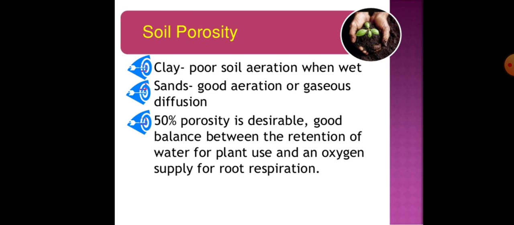Okay, so the next one, clay: poor soil aeration when wet. Then sand: good aeration or gaseous diffusion. Fifty percent porosity is desirable, a good balance between the retention of water for plant use and oxygen supply for root respiration. Okay, so this is the physical property of soil, the soil porosity.